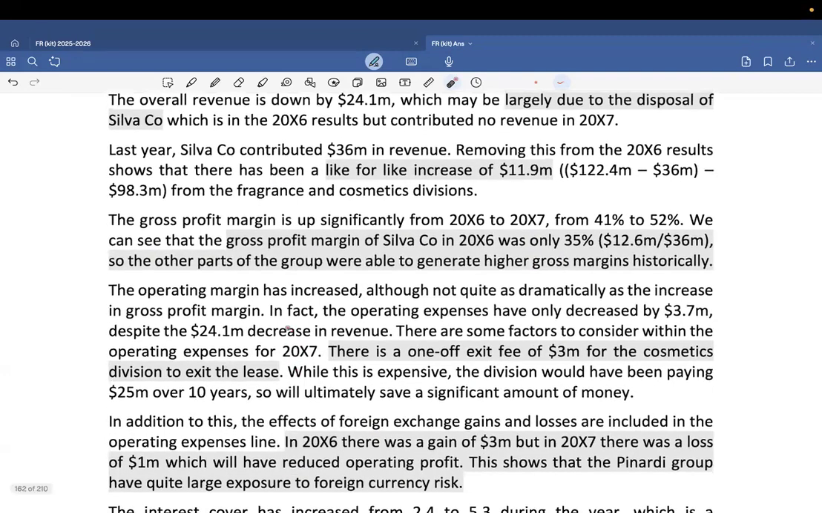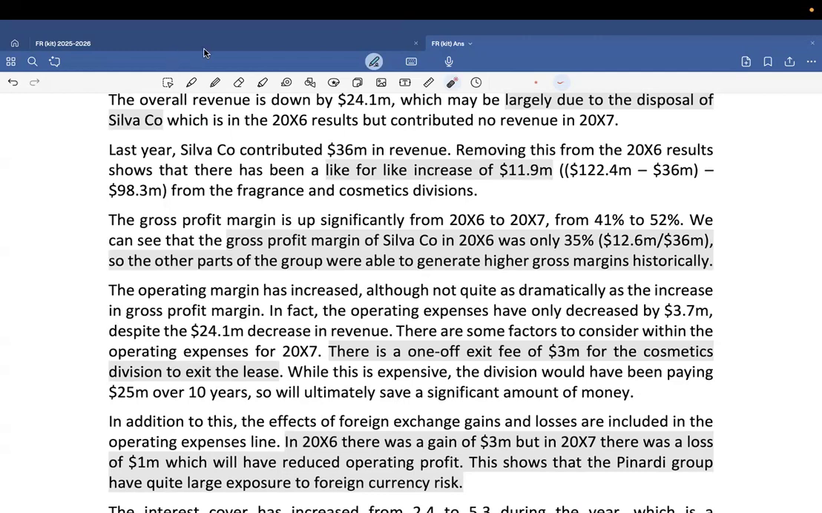Now, after removing those figures, it is noted that the operating profit margin has increased, right? Even after removing this particular amount, the profit is still at what percentage? 41 percent, right? So that means the growth is still there. Understood? But why is it due to?